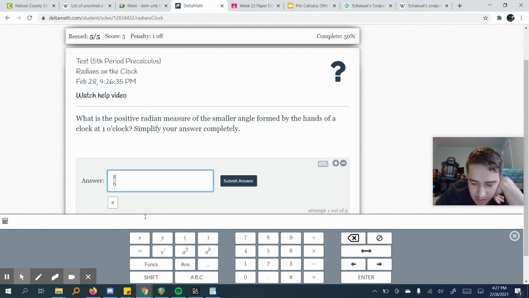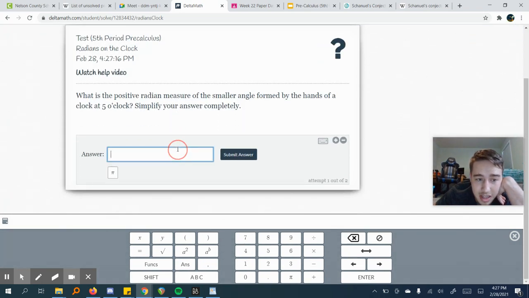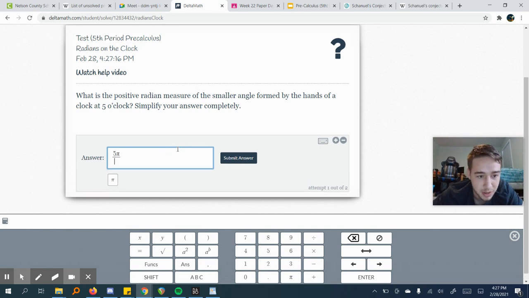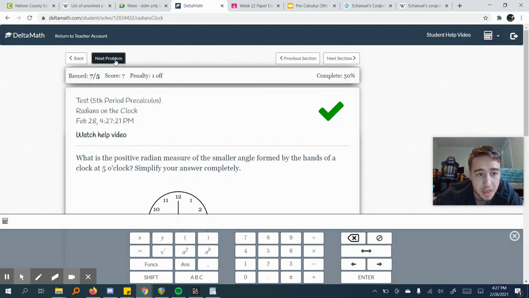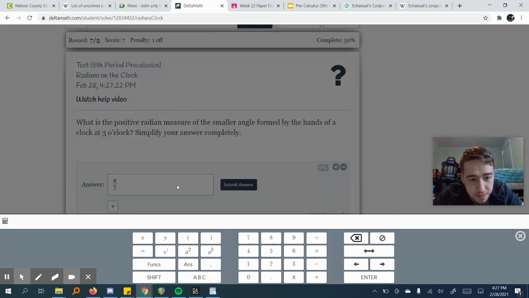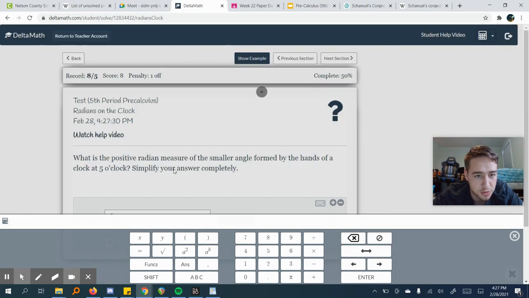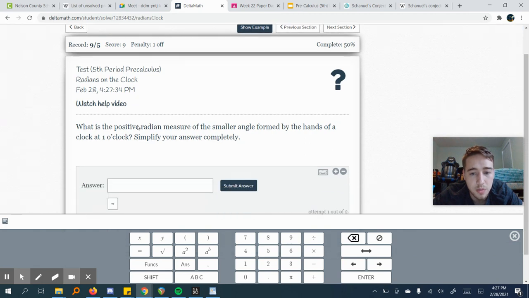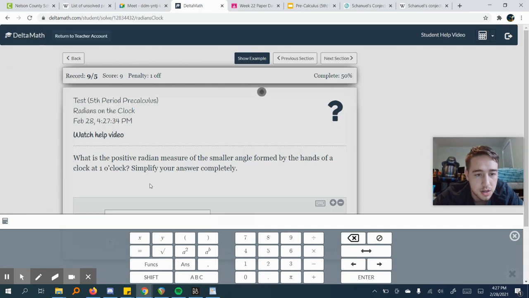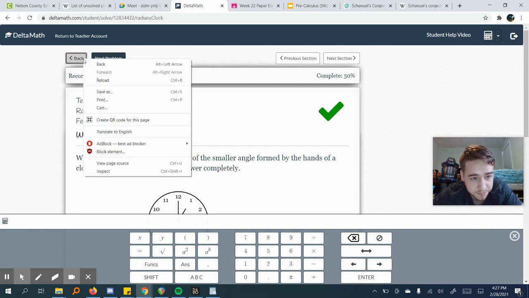Here it happens to be 1 o'clock, so that times 1 is itself. Here, if we're at 5 o'clock, it's pi over 6 times 5, so 5 pi over 6. Here, it's 3 o'clock, so 3 pi over 6. Let's reduce that to get pi over 2. Here, we have 5 o'clock, so we've seen this before. Here, we have 1 o'clock, we've seen it before. And just like that, we've already done 5 of these problems.